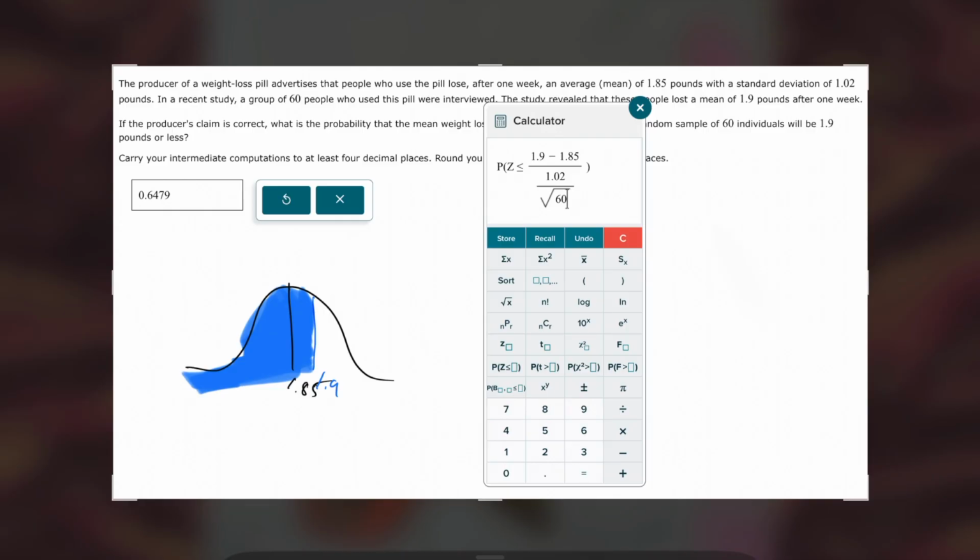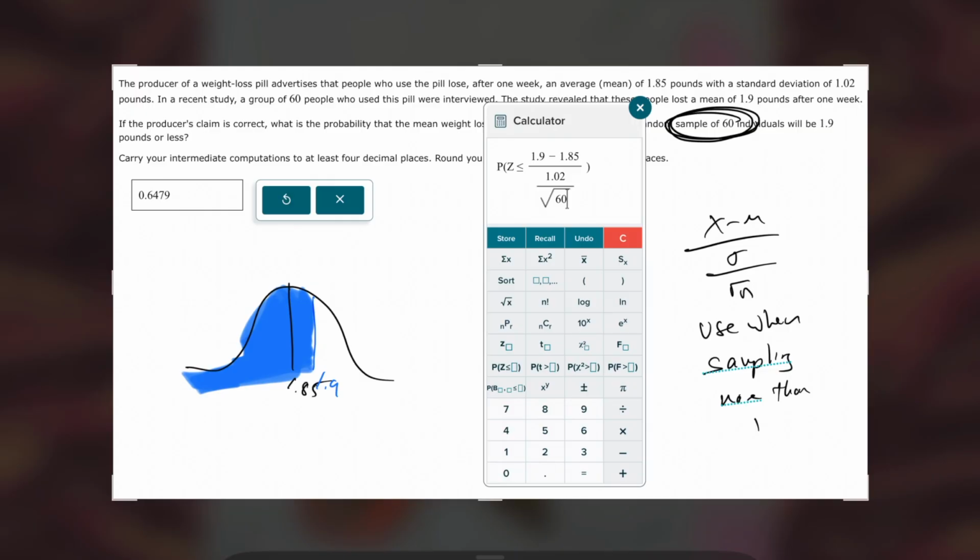And this formula, if you want to see it written out, just because it's the square root of n. And I'll go ahead and write this. Use when sampling more than one. So sample of 60. Anything else? Yeah, it looks good. I guess I'll write 1.9 pounds or less.